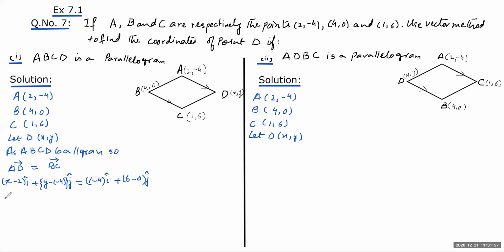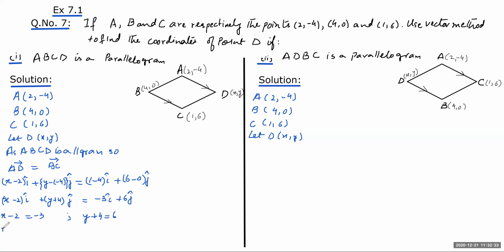Now let's simplify it a bit. X minus 2 into unit vector I plus Y plus 4 into unit vector J is equal to minus 3I plus 6J. Let's compare the coefficient of unit vector I and the coefficient of unit vector J. As a result, I get X minus 2 is equal to minus 3 and Y plus 4 is equal to 6.